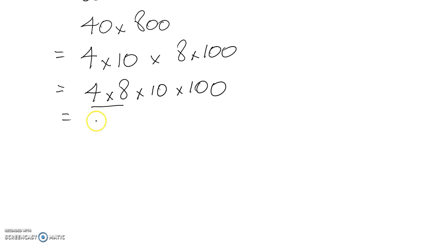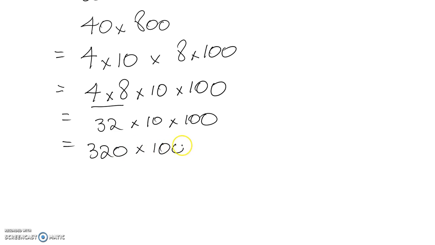Working in stages. 4 times 8 is 32. Now, 32 times 10. So 10's only got 1 zero. So we put 1 zero on. And now we've got 320. We're multiplying by 100. It's got 2 zeros. So we add 2 zeros. So 40 times 800 is 32,000.